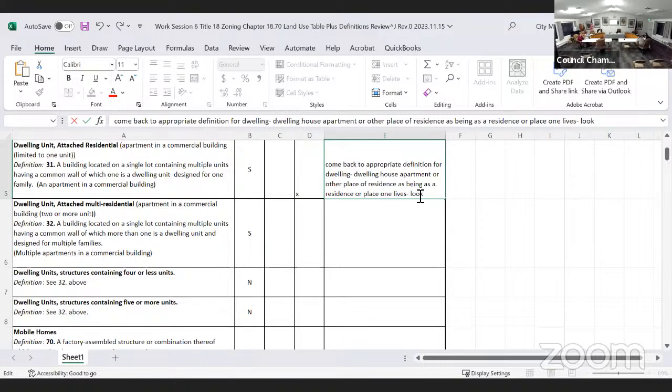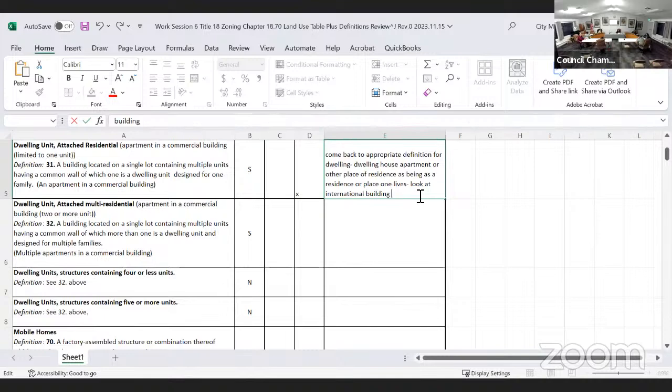I think a lot of the confusion is that it's defined under residential land uses for dwelling, but we're using dwelling also as a nightly rental definition and other definitions throughout this. And really a dwelling unit is not necessarily a nightly rental. That is a different thing. So I think we're using dwelling unit in more places than maybe what we should.